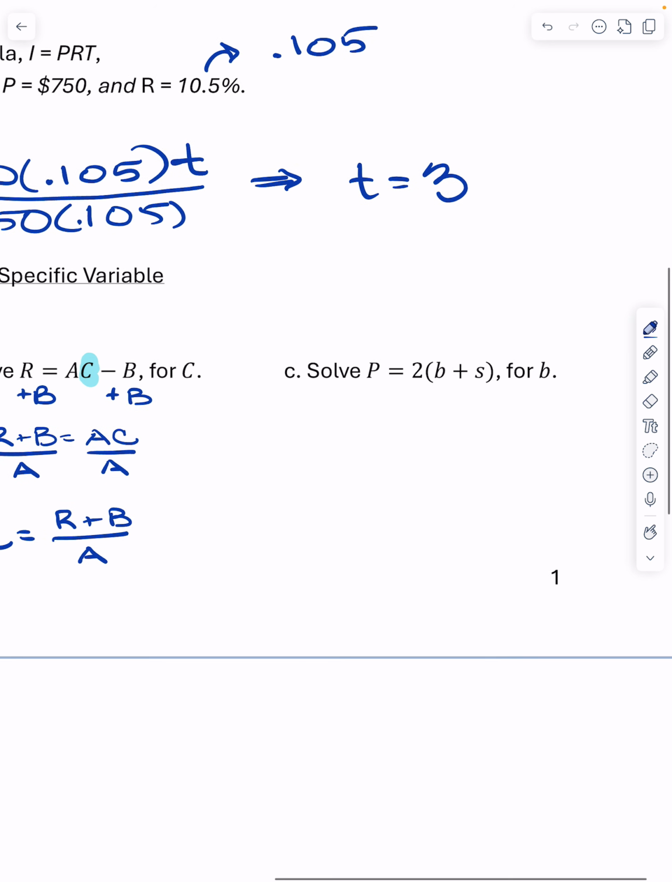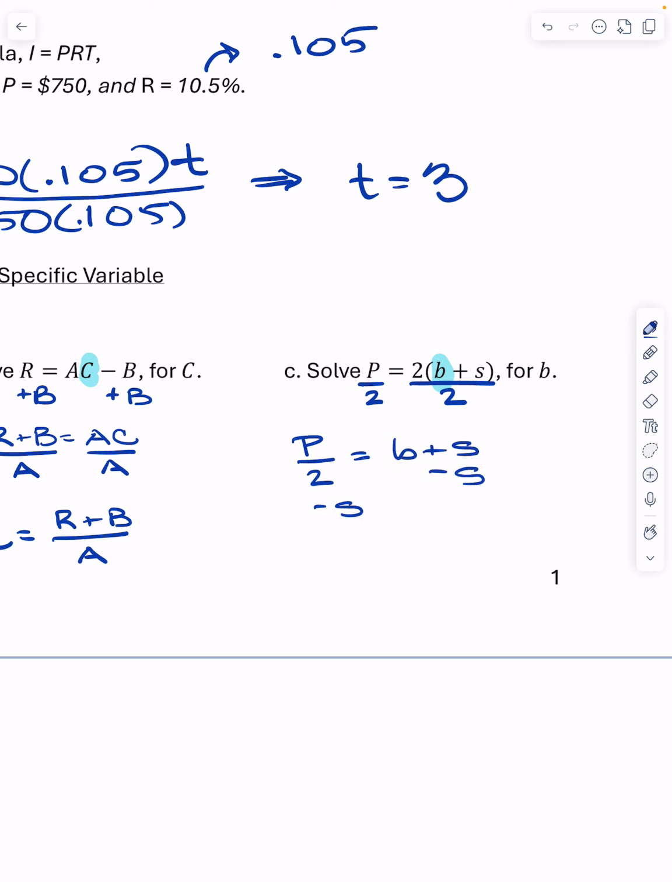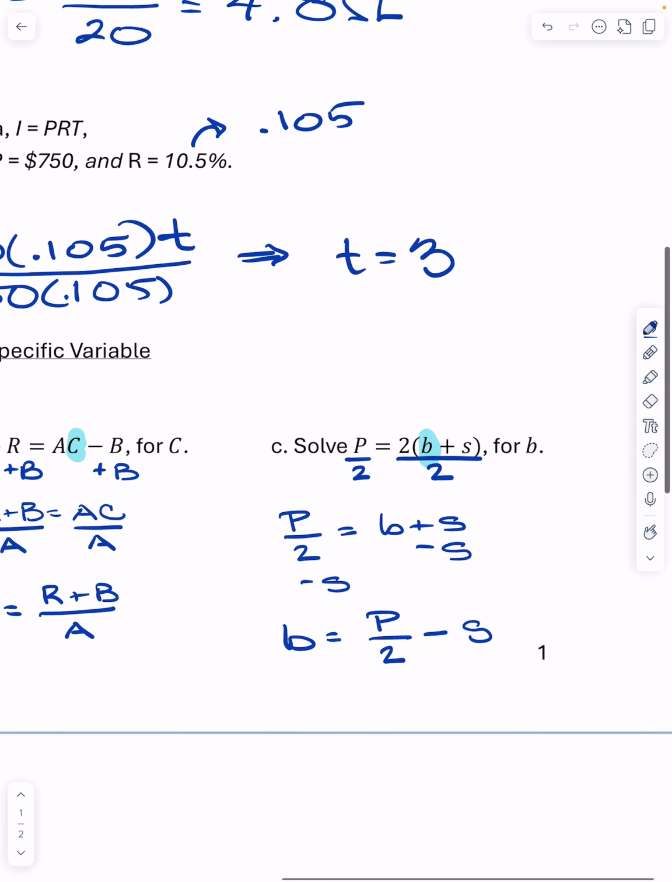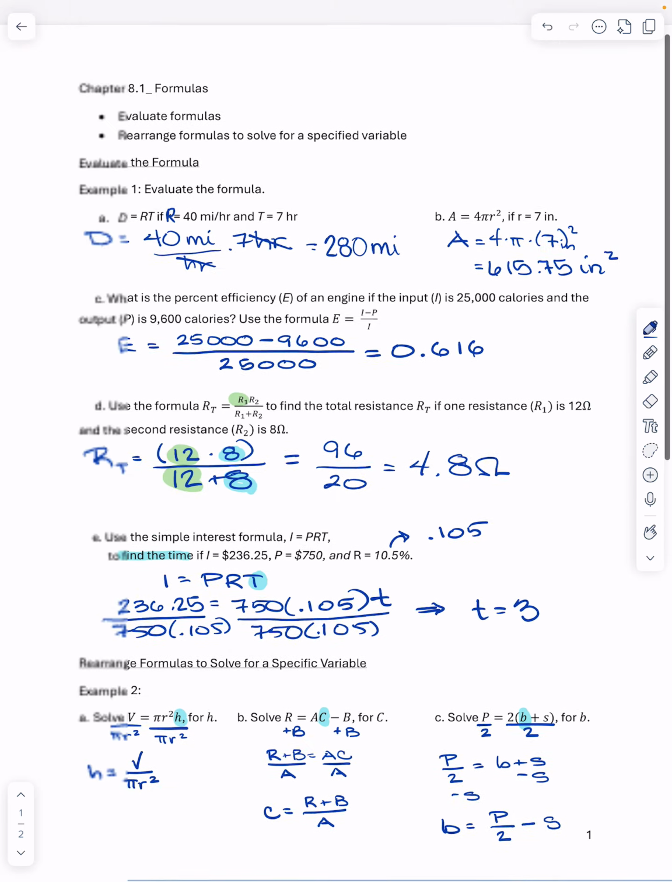And in C, we want to solve for B. I am going to start, this 2 is multiplying the whole thing, so I'm going to start by dividing off the 2. And then I'm going to subtract S. Remember, I cannot combine those P and the S terms. Those are counting something different.